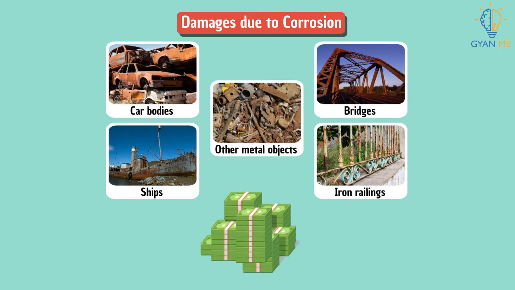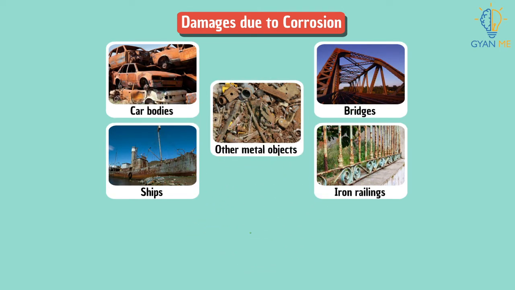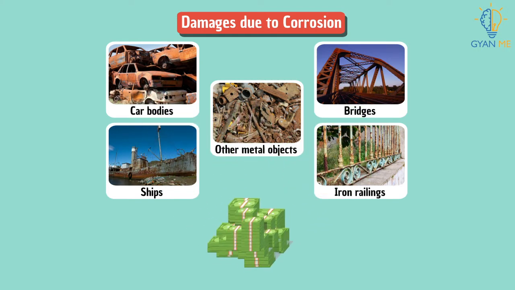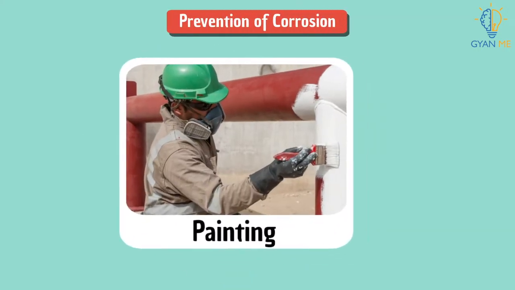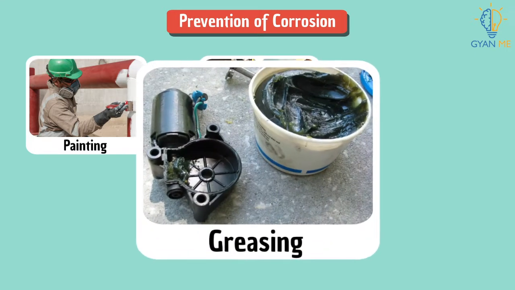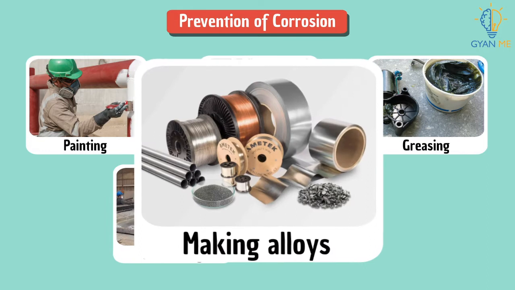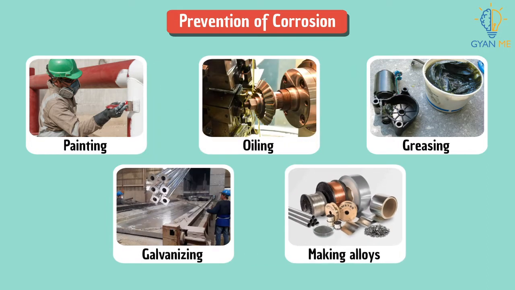Every year, an enormous amount of money is spent to replace damaged iron. This damage or loss can be prevented by painting, oiling, greasing, galvanizing the metal surfaces, or making alloys. So here we have seen one of the impacts of redox reaction. Now let's see another effect of it, and it is rancidity.